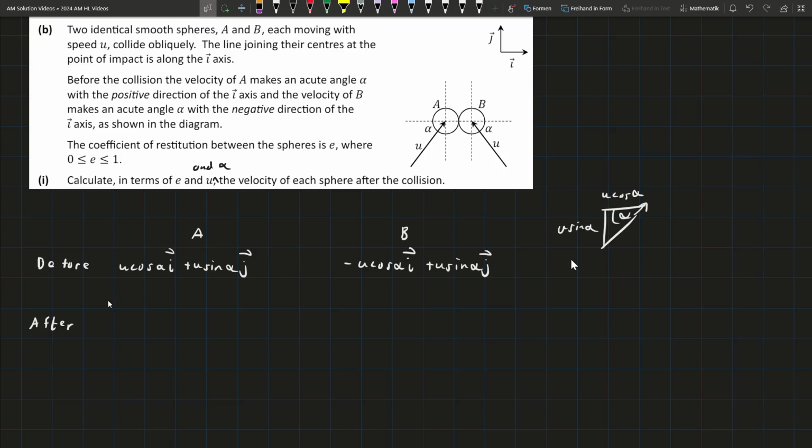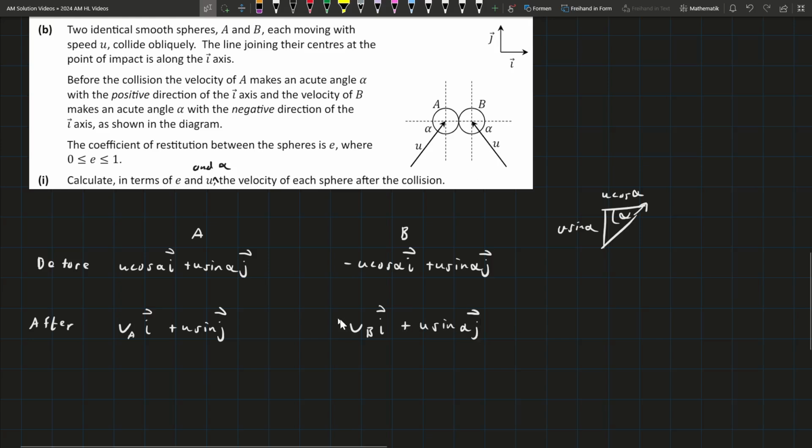And then afterwards, well, we're trying to find the velocity afterwards. So for our velocity of A, we'll just call it VA in the i direction. And then, as you know, the j direction stays the same because the i axis connects the centers of the spheres. And then for B, I'll call the final velocity of B VB i plus u sine alpha j.